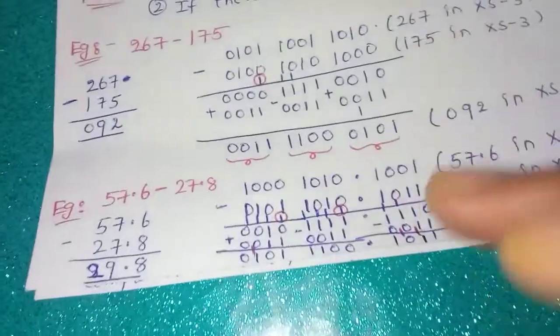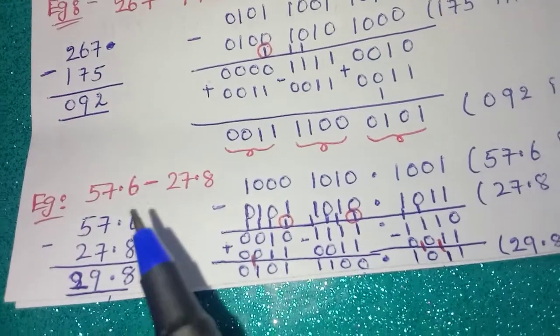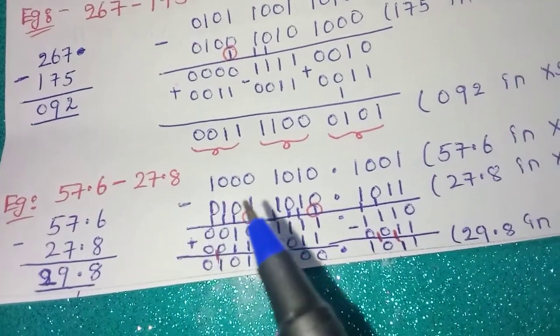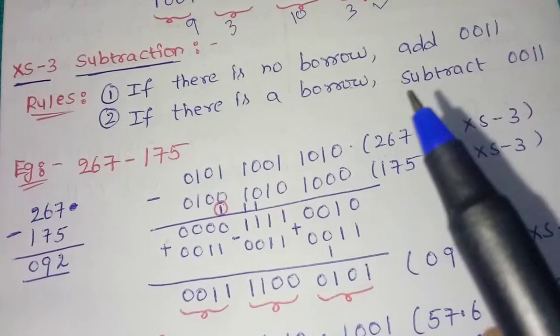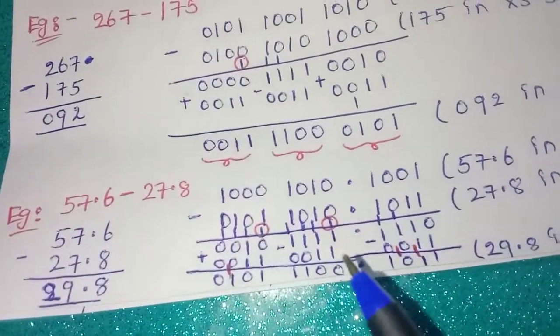Now look at this example, try to do it on your own. 57.6 minus 27.8. Try to do it on your own. Don't forget the rule: no borrow, add 3; borrow, subtract 3. Is it clear? Try to do it on your own.